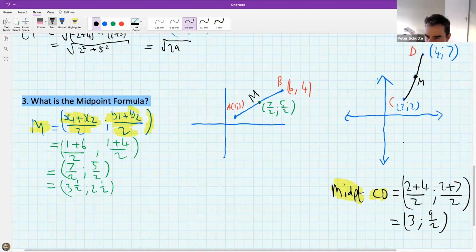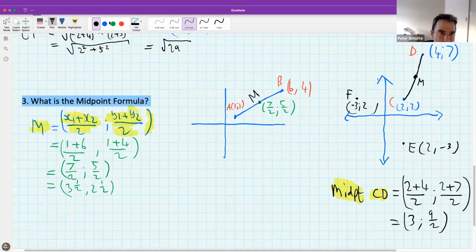Like what I'm seeing. Now let's do one where the negatives are involved, so it's a little bit harder. We'll make this point E, and it's going to be 2, minus 3. And then this point up here is going to be minus 3, 2. We'll call that F. I want to know what is the midpoint between E and F.